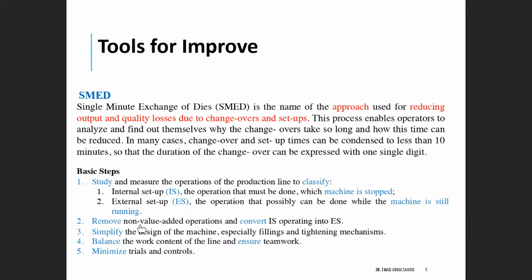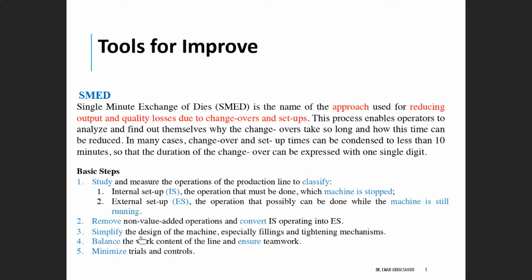So all these non-value added operations, you identify them and improve them or remove them, or move them from the internal setup into the external setup. You do that by simplifying the design of the machine, or sometimes by allowing your website to still serve your customers, at least for the basic service transactions and the most common, frequent transactions appearing.